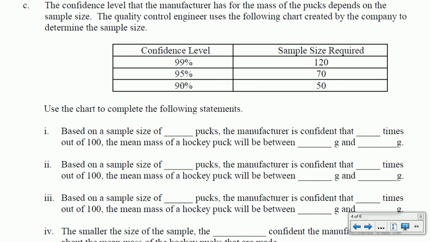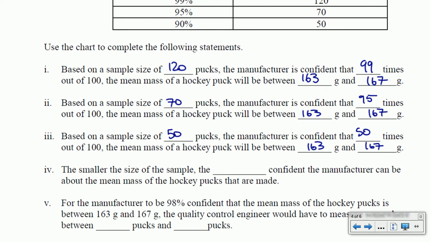So starting from the top, based on a sample size of 120 pucks, the manufacturer is confident that 99 times out of 100, the mean mass of a hockey puck will be between 163 and 167 grams. Based on a sample size of 70 pucks, the manufacturer is confident that 95 times out of 100, the mean mass of a hockey puck will be between 163 and 167 grams. And based on a sample size of 50 pucks, the manufacturer is confident that 90 times out of 100, the mean mass of a hockey puck will be between 163 and 167 grams.